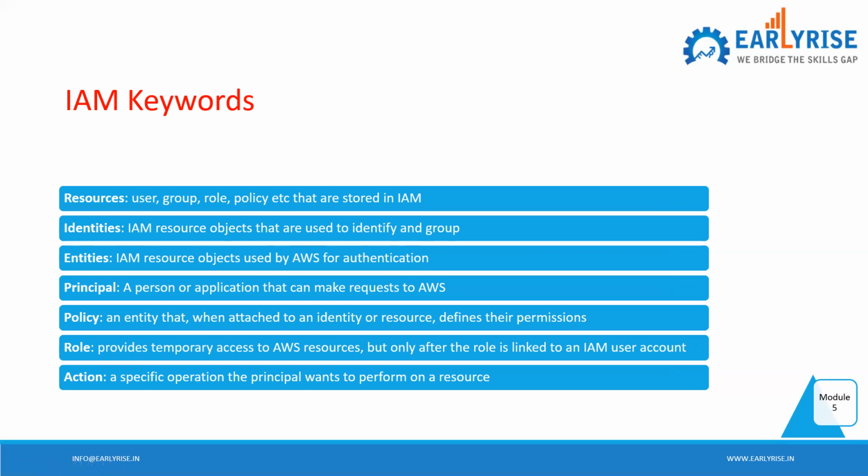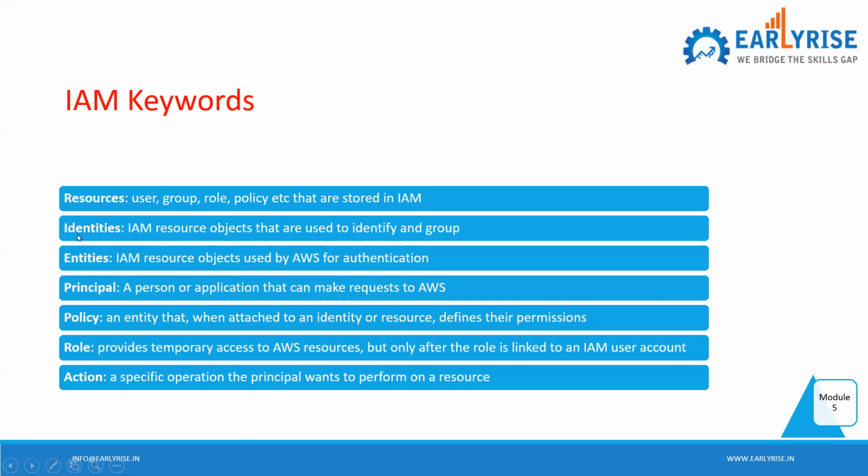Clear? Resource means, you understood, for IAM? Yes. Don't think of a general resource. Think from the IAM resource perspective. So IAM resource means user, group, role, and policy are the resources for IAM.